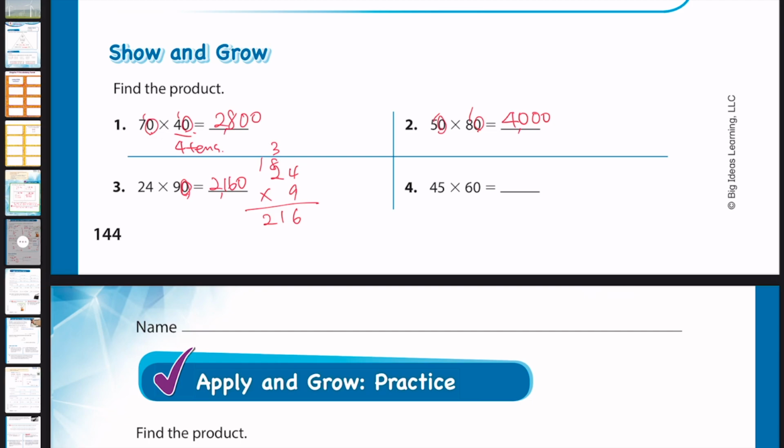Number 4 is what? 45 times 60. I'm going to use what? 45 times 6, and then I'm going to add 1 zero at the end. Now 6 times 5 is what? 30. And carry 3 up. And 6 times 4 is what? 24. So 24 plus 3, 27. And then you need to add what? One more 0. Don't forget. Okay? So it's going to be 2,700. All right, let's move on.